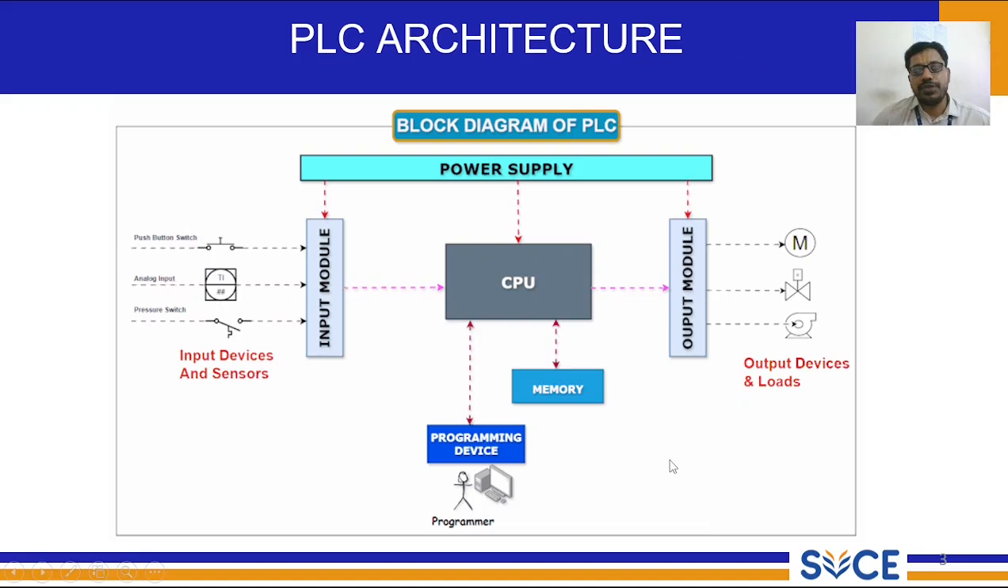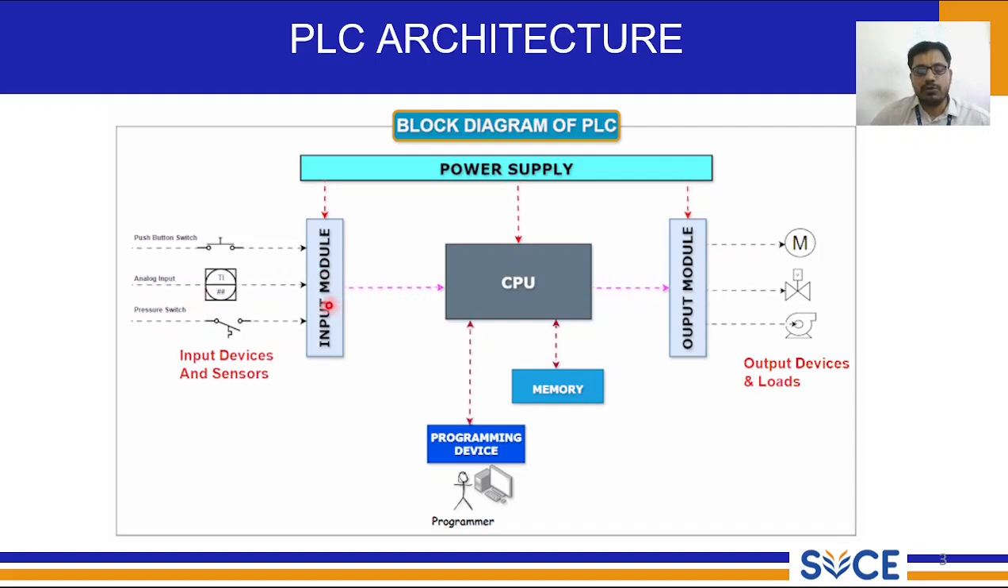So this PLC architecture is very simple and similar to a computer. It has an input module, processing module, and an output module. The input module can receive input from a switch. It could be an analog input. It could be a pressure switch. In most cases, we can see PLC getting input from different types of sensors as well.